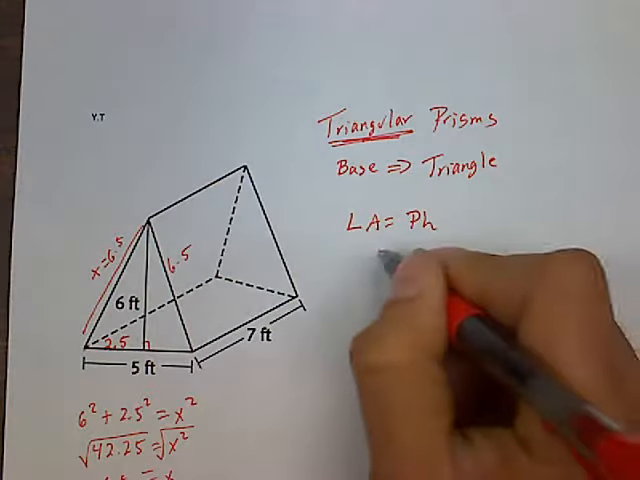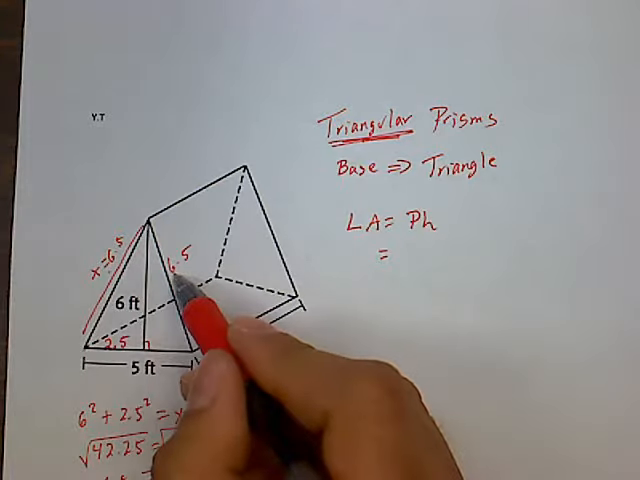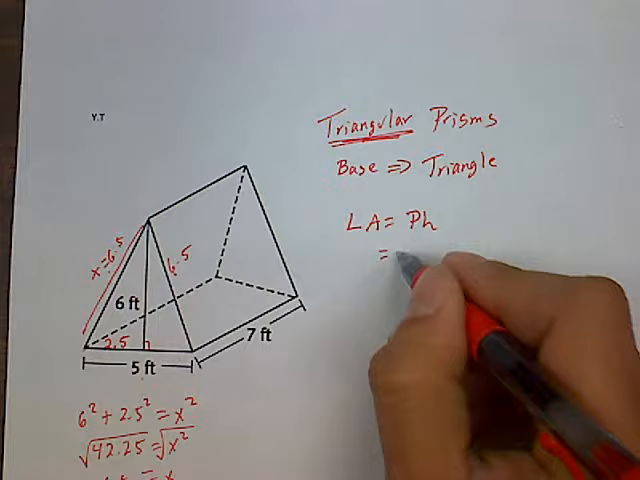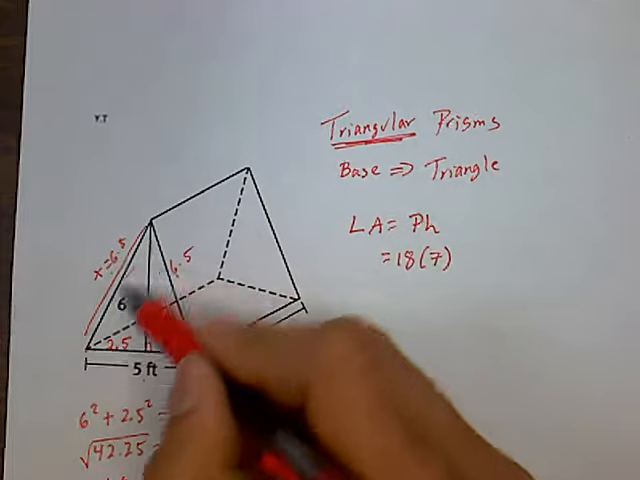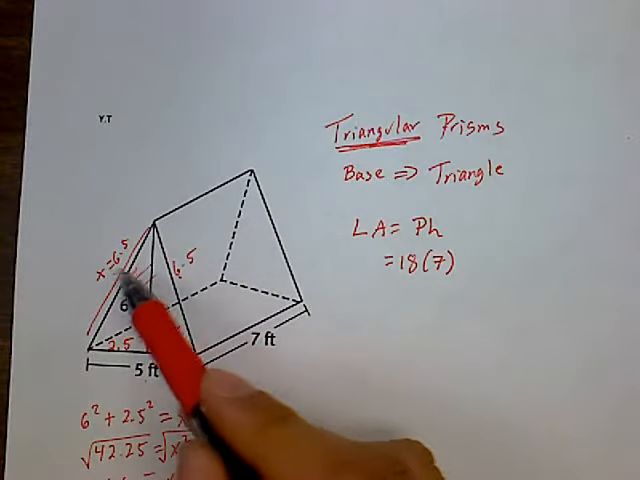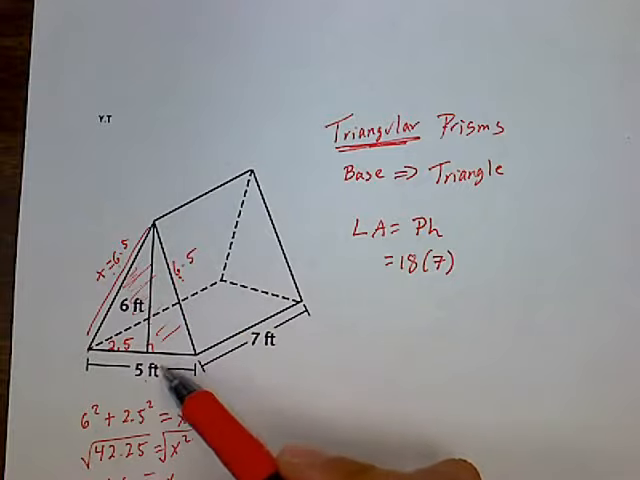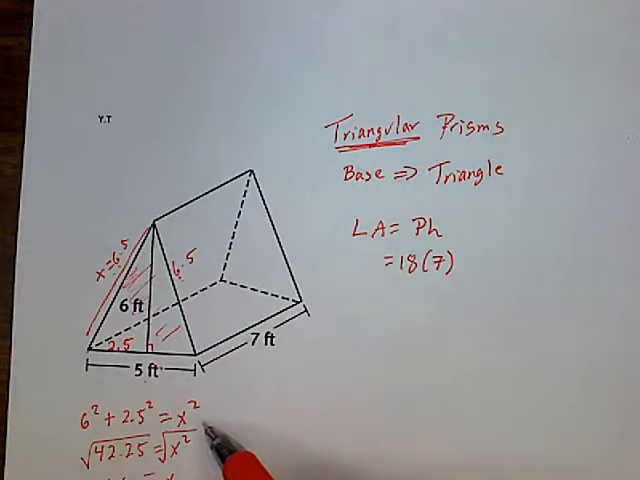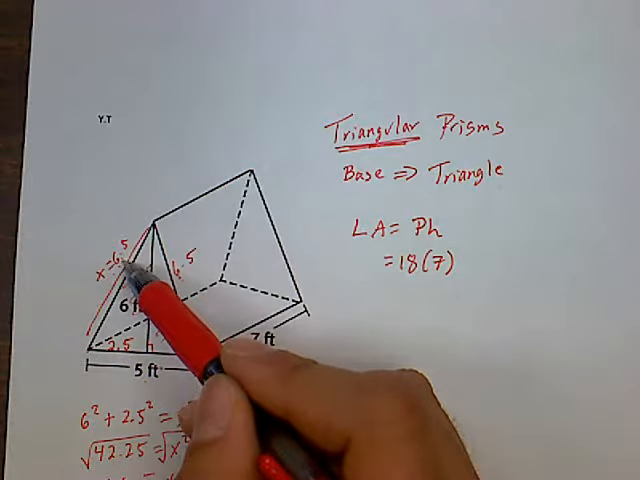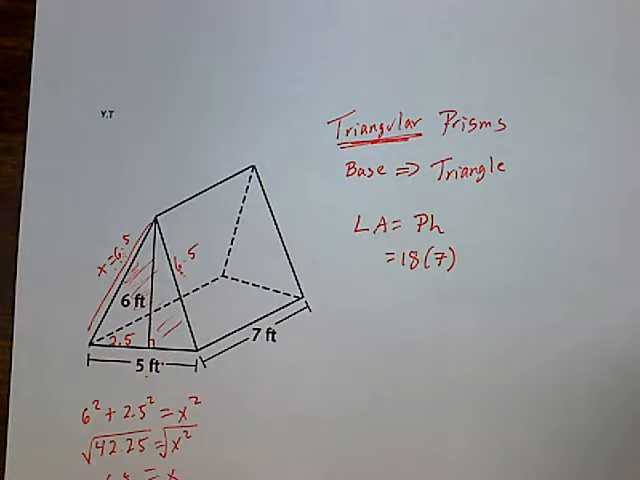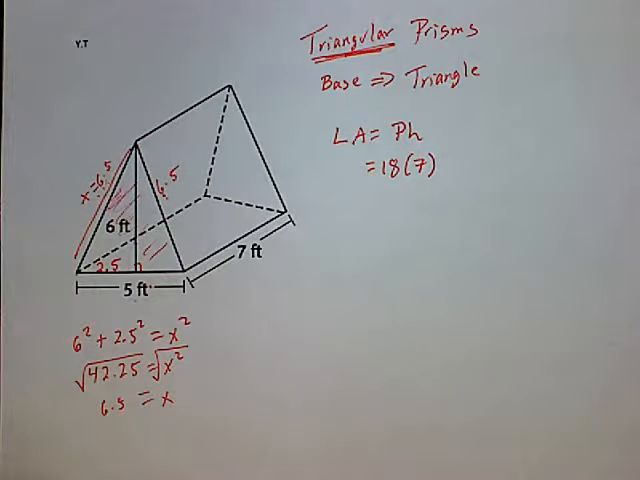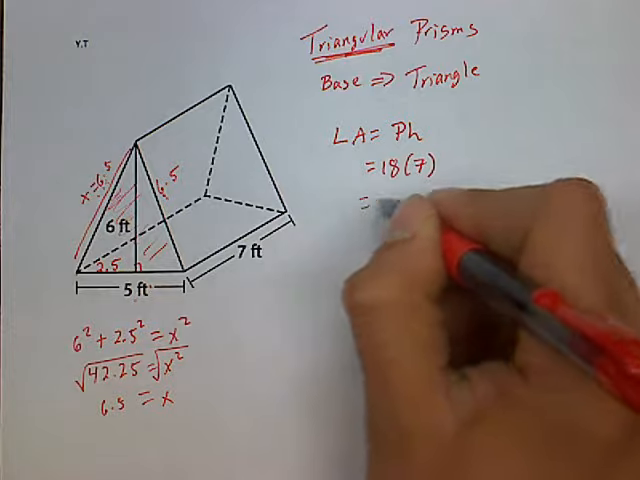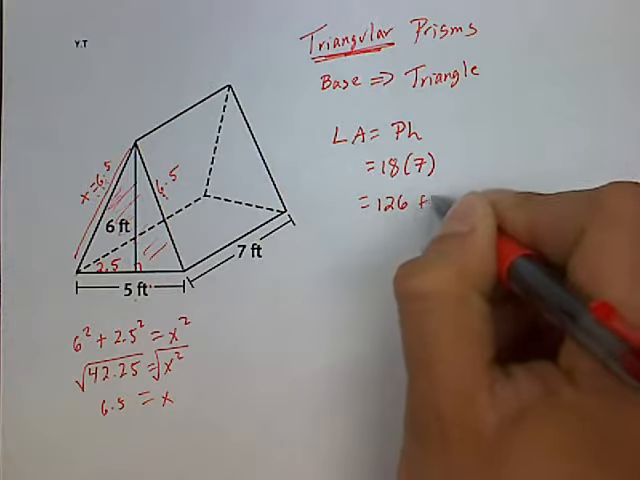So now we can find the perimeter of the base. The perimeter is 6.5 plus 6.5, that gives you 13, plus 5, that gives you 18. This right here is the base, so the perimeter of the base is 6.5 plus 6.5 plus 5, and then times the height, which is 7. To get 6.5, all you have to do is use the Pythagorean theorem. So now I can find the lateral area. It's 18 times 7, that gives you 126, and the units are square feet.